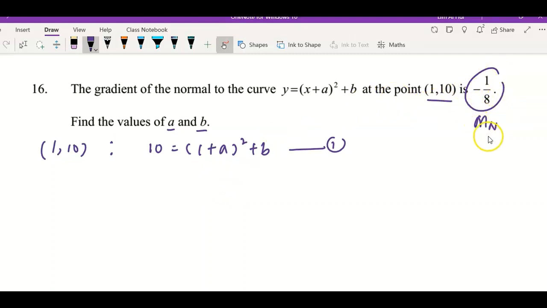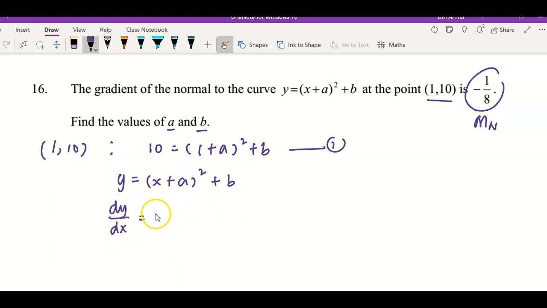The other information is the gradient of the normal. How do you get the gradient of the normal? You need to get the gradient of the tangent first. Then you use mt multiplied by mn equals -1, and you can find the gradient of the normal. So here I have y equals (x plus a) squared plus b. I can find dy/dx first, in order to get my gradient of the tangent later on.